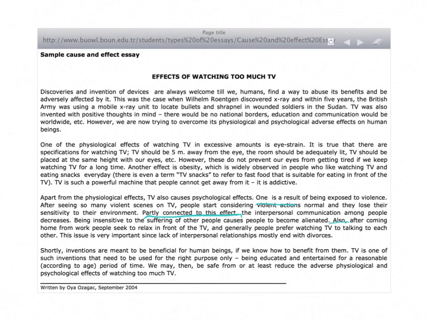So when you're looking at the cause and effect essays, like most text structures, the topic sentences and the transition words give you the clues you need to understanding the main idea and the meaning the author is trying to convey.